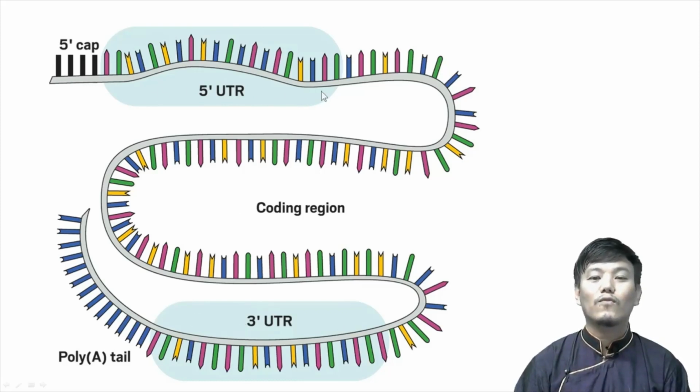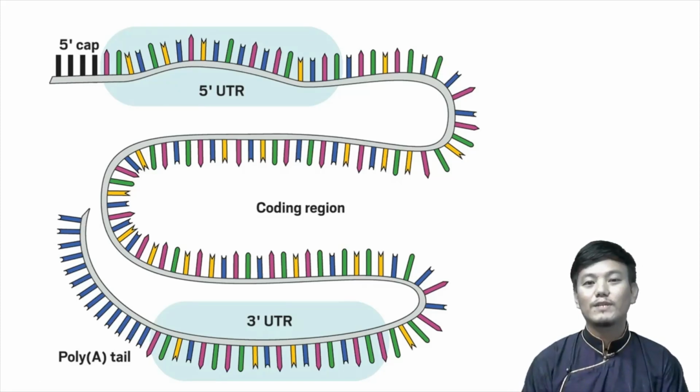They do not code for any particular protein, but they are necessary. They should be there for the translation process to happen. And we know that at the 5' end we have the G cap, the methyl guanosine phosphate, and here we have the poly-A tail. So they are also not translated. These regions are called untranslated regions.